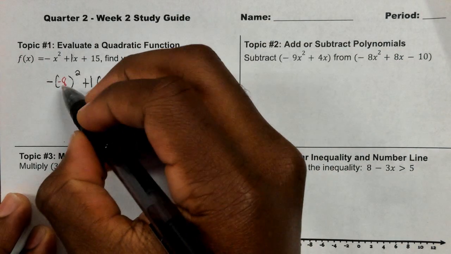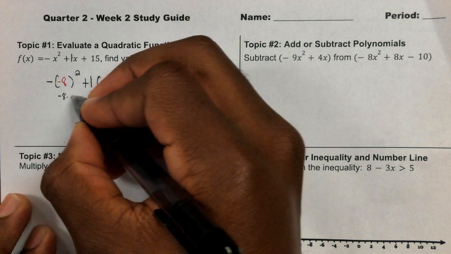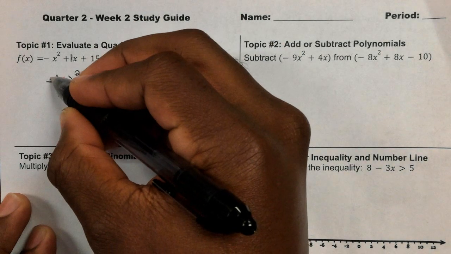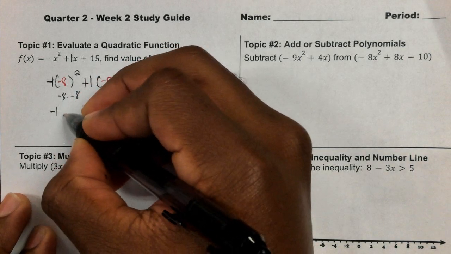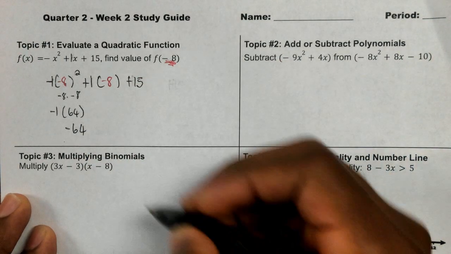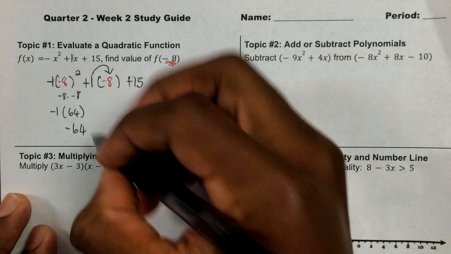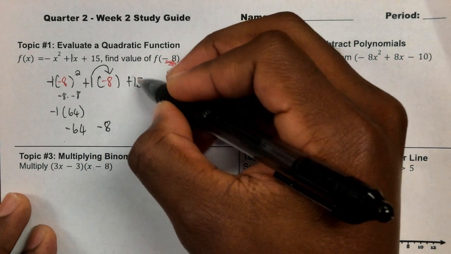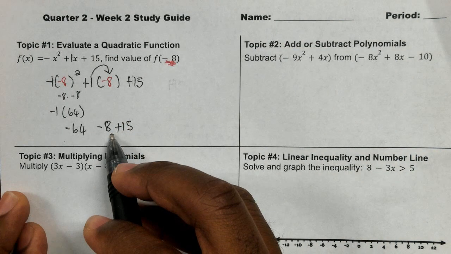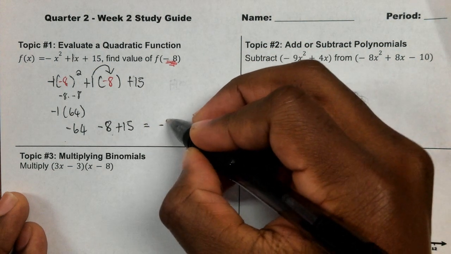Now I calculate. So I first do the exponent, so negative 8 squared is negative 8 times negative 8, which is a positive 64, because a negative times a negative is a positive. In front of here is also a negative 1, so when I multiply that 64 by negative 1, I get negative 64, okay? Here I don't see any exponents, and now all I do is multiply. 1 times negative 8 is negative 8, and then the 15, there's nothing I'm multiplying it by, you bring it down, okay? Negative 64 minus 8 is negative 72. Negative 72 plus 15, I think, is negative 57. Okay?